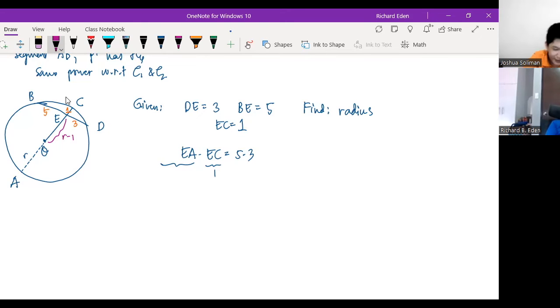How long is OE? OA is R minus 1, and OA is R itself. Wait, I think I remember this problem now that I see it. There's a radius given, and then you extend it. I remember this setup. How long is EA? EA is two R minus one.